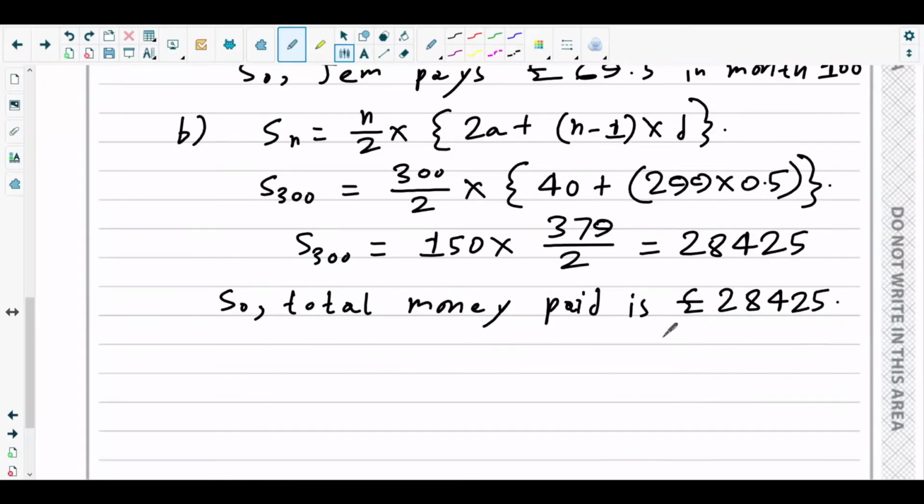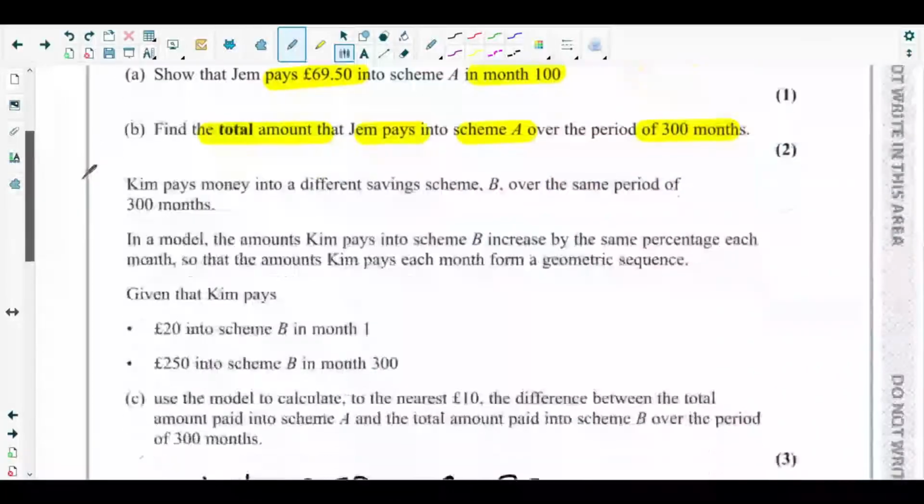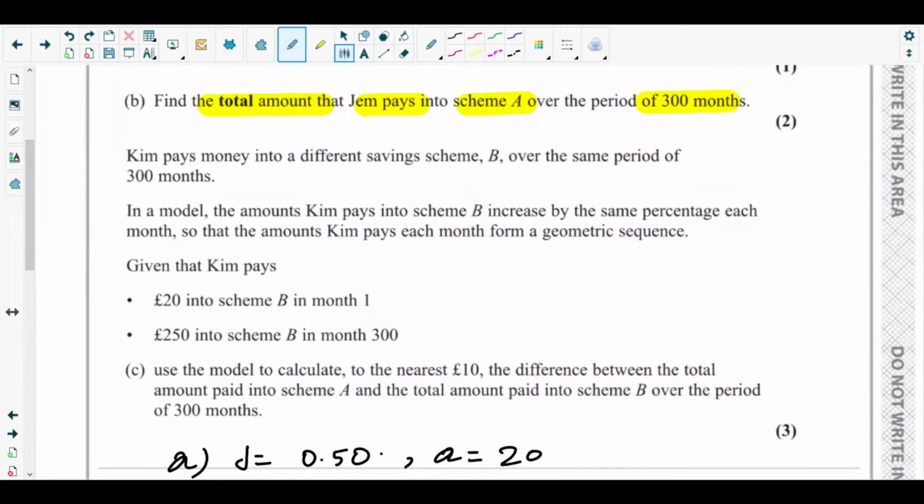28425 pounds. Okay, and that's what exactly part B has asked for. Fine. Next is part C. In part C, they are saying Kim pays money into a different savings scheme B over the same period of what?